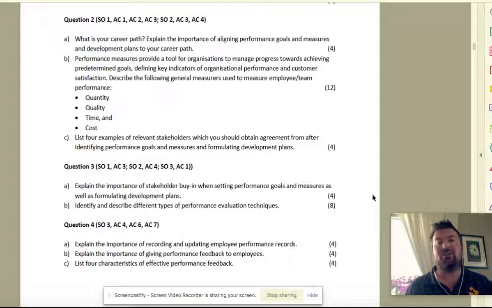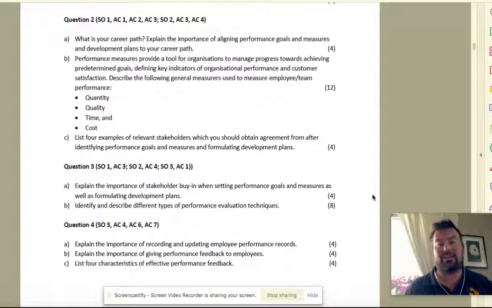But ultimately, in your own business, you know why you need to track quantity, track quality, track time, and track cost. Then list 4 examples of relevant stakeholders that you should obtain agreement from, identifying performance goals and measures, and formulating development plans.